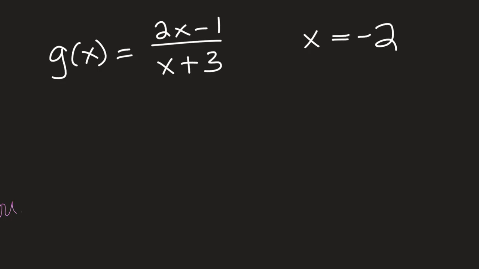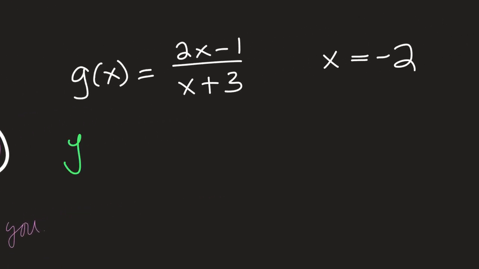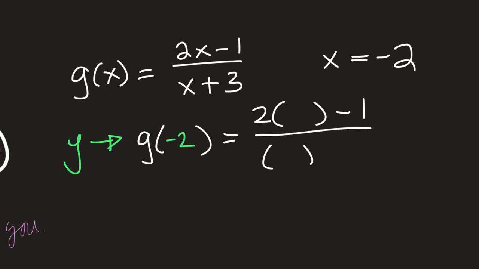Like I said, they always give you the x value, and you have to do some other things. The first thing we had to do was find the y value, and y is green. How do we find the y value? Plug -2 into g. So we're going to evaluate g at -2, which means everywhere we see an x in our equation, we're going to put a -2. We are evaluating our g function at -2.